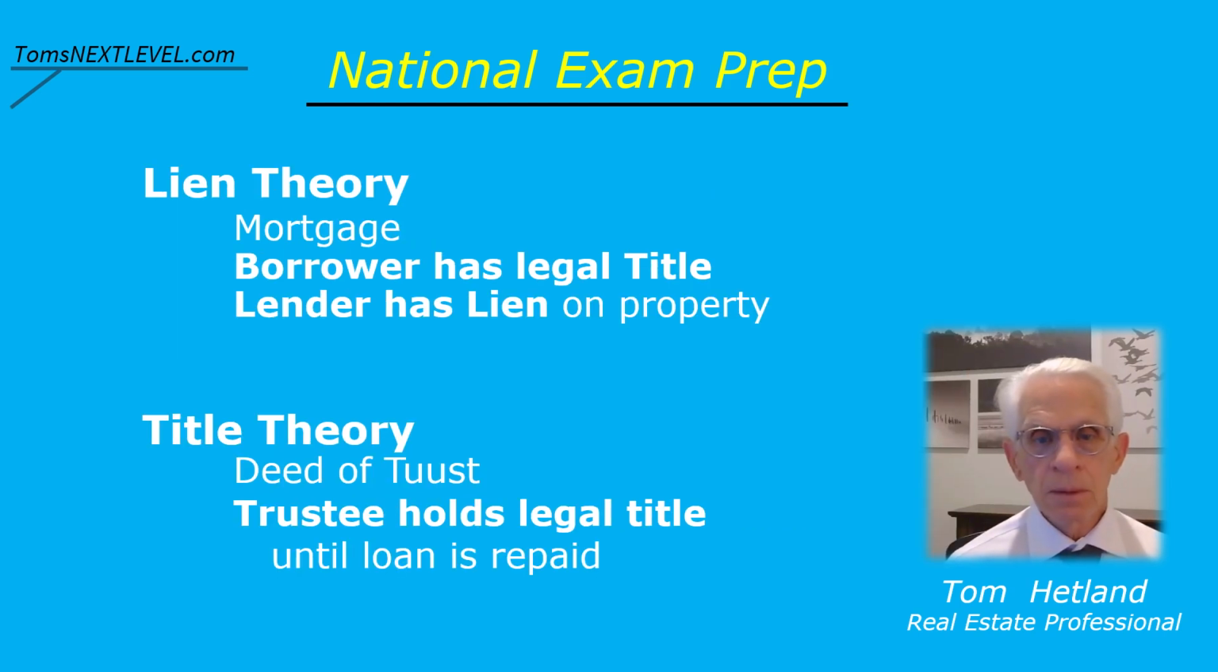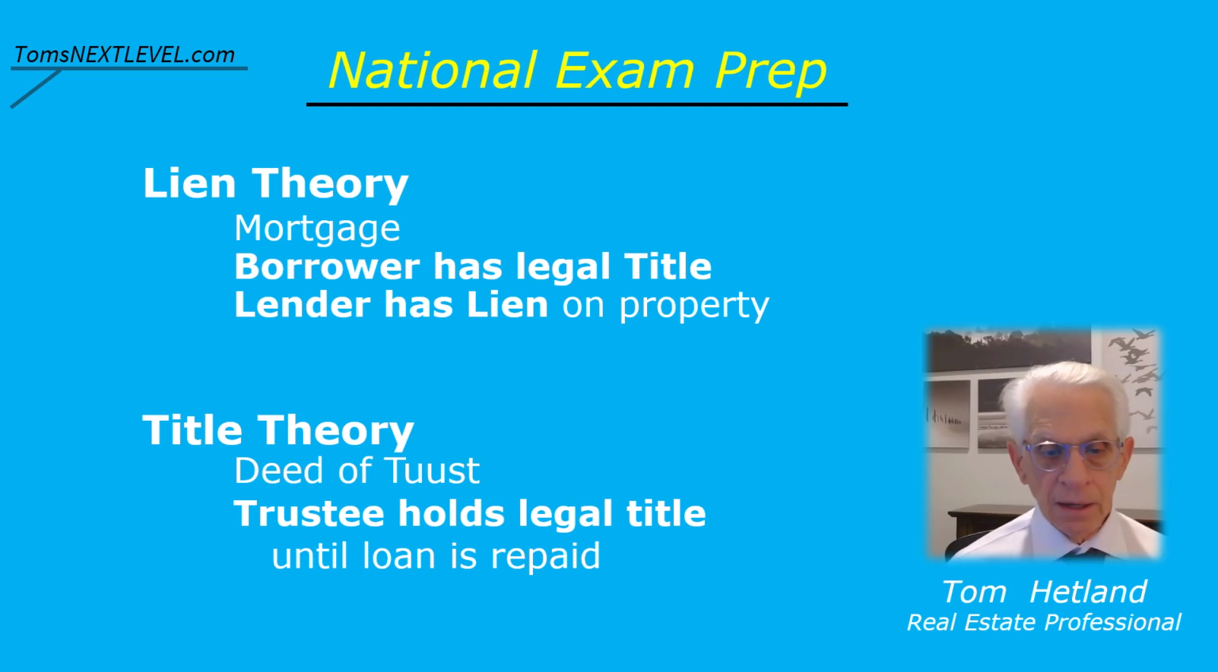All right, let's talk about the next two terms, lien theory versus title theory. Different states have different theories. A lien theory state is a state in which mortgages are used by a borrower to secure a loan from a lender. The borrower will give the lender the mortgage, and then the lender will loan the borrower money to buy the house. In a lien theory state, the borrower has legal title. After they close, they have legal title, but the lender puts a lien on the legal title that the borrower has. So that's why it's called a lien theory state.